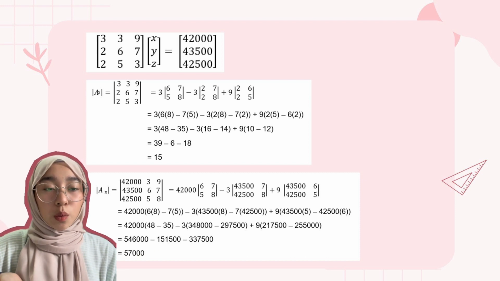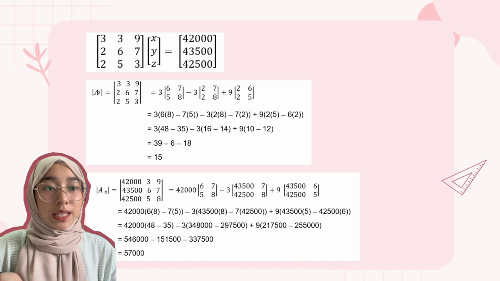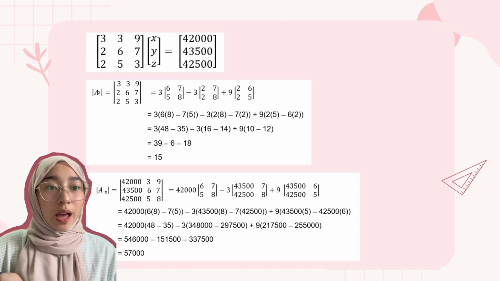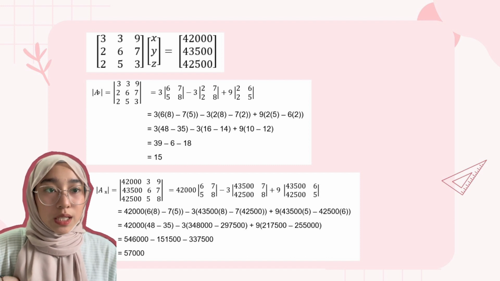So we settle the 3, 3, 9, we times it with the number inside of the bracket. So we have equal to 39 minus 6 minus 18, and we settle that one, and we have 15. So after that, we are going to find the determinant for x.